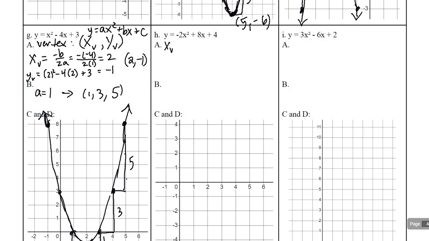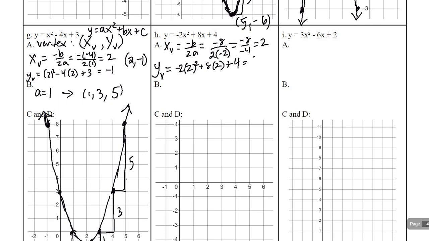The x part of my vertex is at negative b over 2a. Here I have b is 8, so this is going to be negative 8, and a is negative 2. So 2 times negative 2, which is negative 8 over negative 4, which is positive 2. The y part of my vertex is going to be at negative 2 times 2 squared plus 8 times 2 plus 4. So that's negative 8 plus 8 times 2, which is 16, plus 4 is 12.